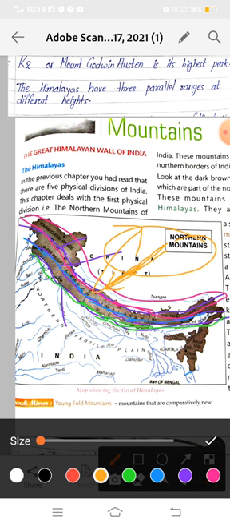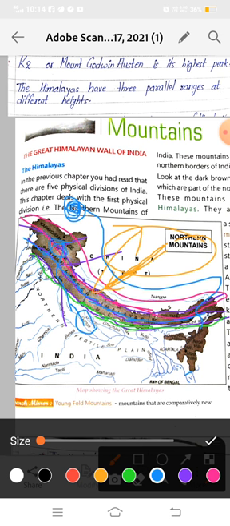Many perennial rivers like Ganga, Yamuna, Brahmaputra, Kosi, Gandak, Ghagra originate from the glaciers of the Himalayas. You have learned that our Ganga river originates from the Gangotri glacier, and the Ghagra, Son, Chambal are the tributary rivers of the Ganga river. As you see, where is Ganga? See, here is Ganga. Ganga originates from here, the Gangotri glacier, and Brahmaputra originates here from Tibet, from Mansarovar lake, and enters India through Arunachal Pradesh.